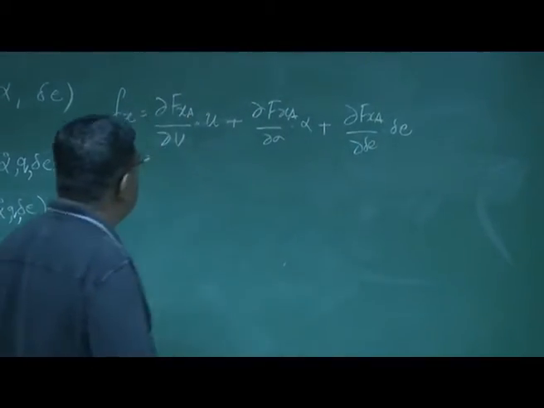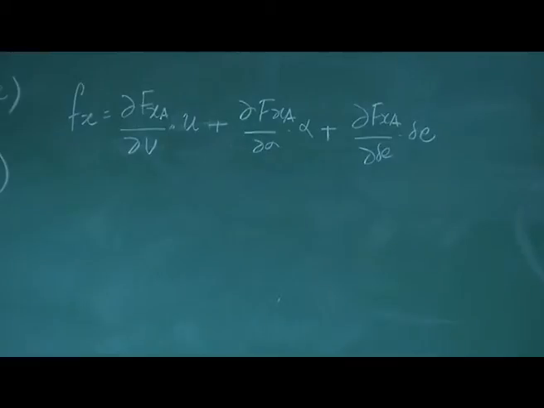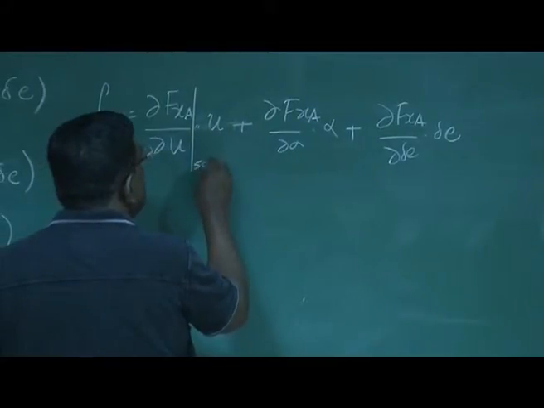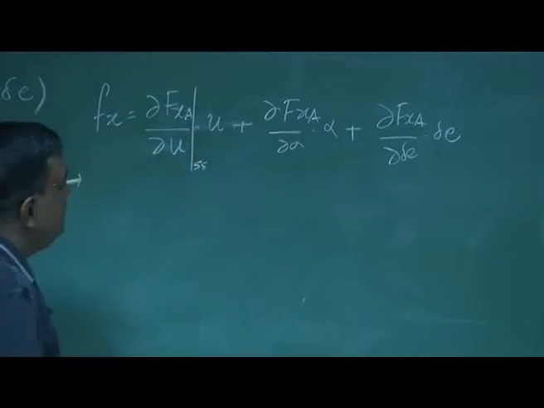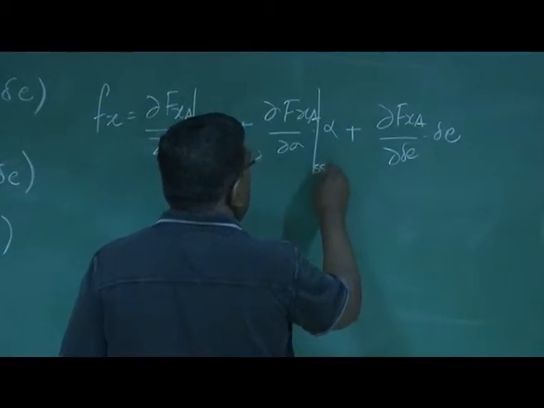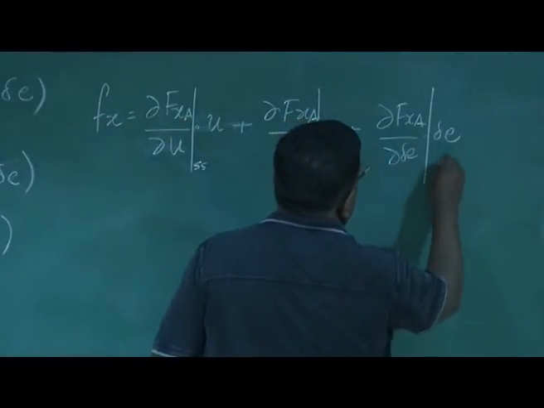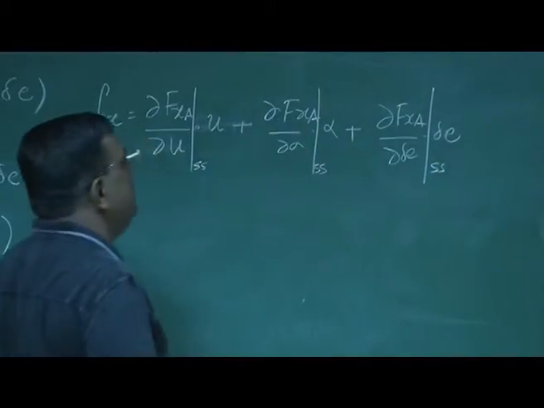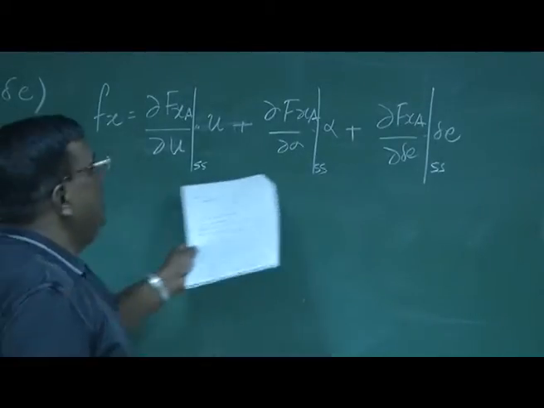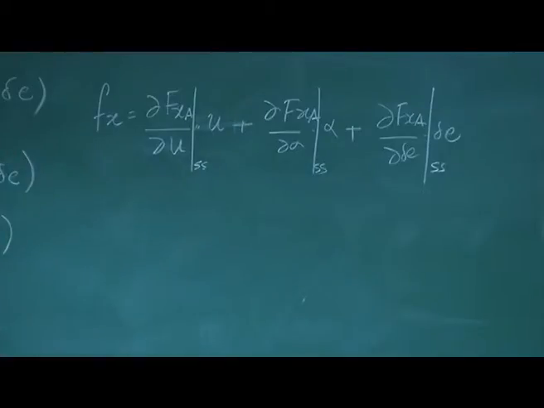So what is the meaning of this? The perturbed force can be modeled if I know the derivative dFxa by du at steady state, the partial derivative. I can get Fx if I know dFxa by d alpha at steady state, and if I know dFxa by d delta E at steady state. This is important, right? So I am taking advantage of a linear expansion.